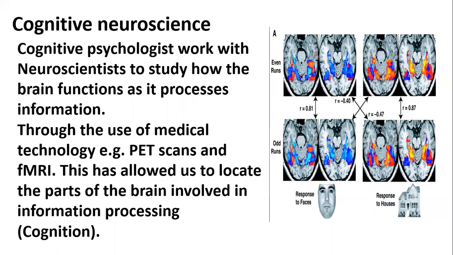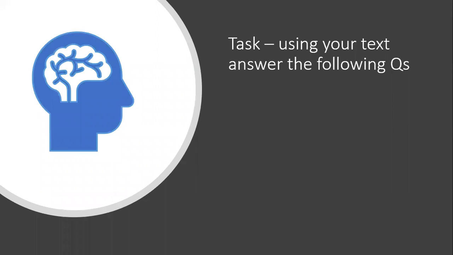So cognitive neuroscience is quite a new area of development within cognitive psychology. So what I'd like you to do is get your core textbook, have a read round. What else can you add to understanding about this new emerging area within cognitive psychology? What is cognitive neuroscience? We know cognitive psychologists work with neuroscientists. It's about using scanning techniques.